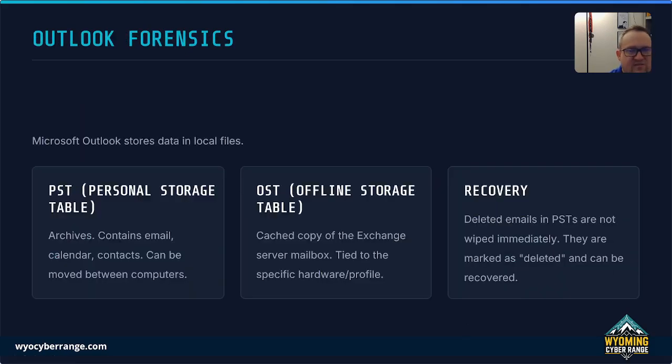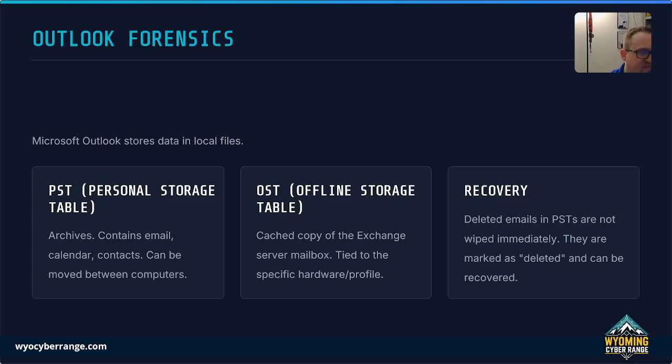So moving to the client side, we're going to look at Microsoft Outlook. And Microsoft Outlook has a couple different data files that it likes to store. The first one's going to be the PST file, Personal Storage Table. These are the archives. They contain email, calendars, and contacts, and are highly portable between computers. A lot of people will use PSTs as an archive so they can save some storage space on the server. So a lot of companies won't let you store as much data on the server, so they'll save it off to a PST on their local PC.